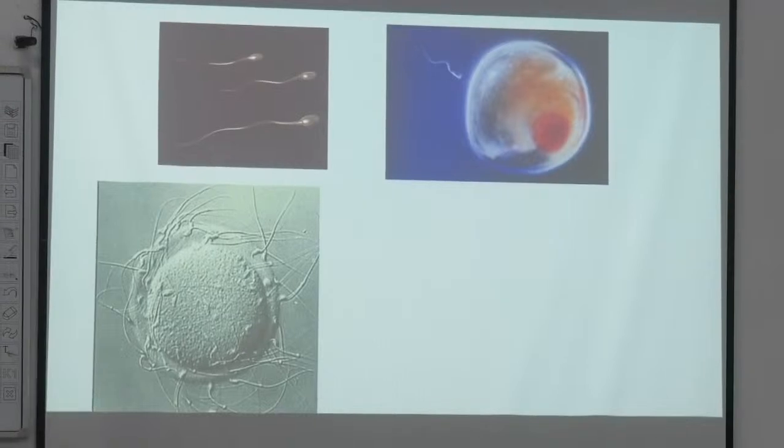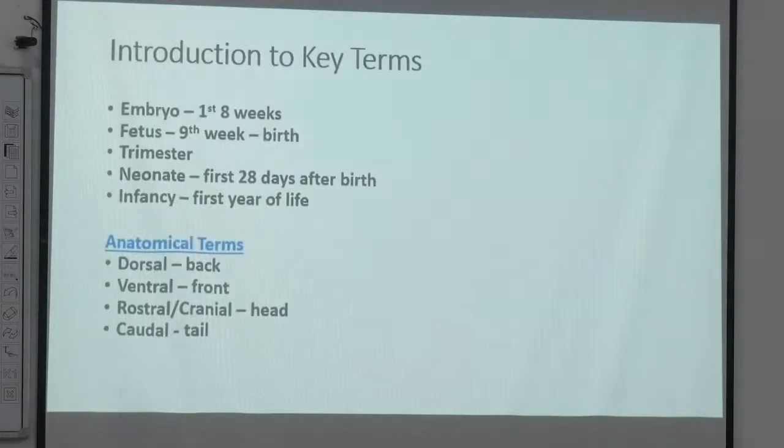This is how fertilization takes place, seen in a scanning electron microscope. You can see this is a mature ovum, and it is all covered by sperms, which are yet to fertilize it.